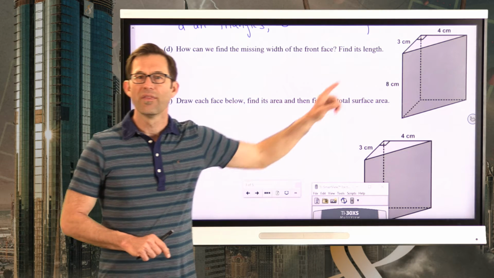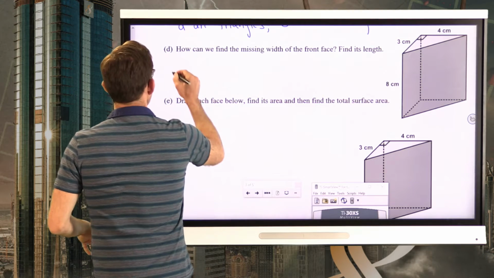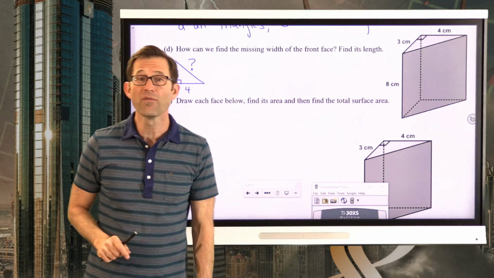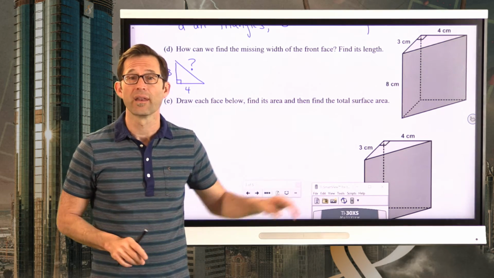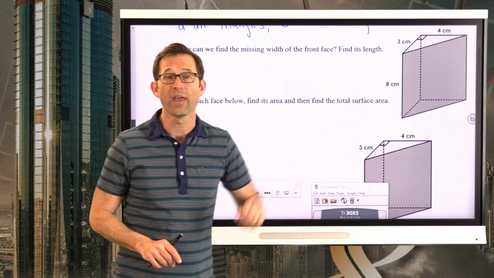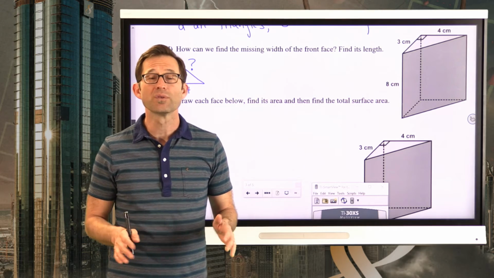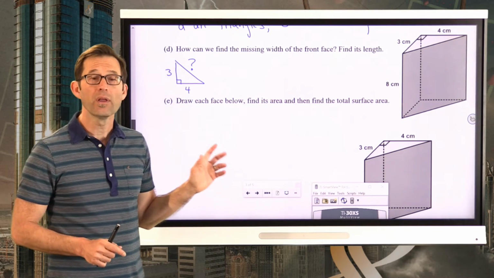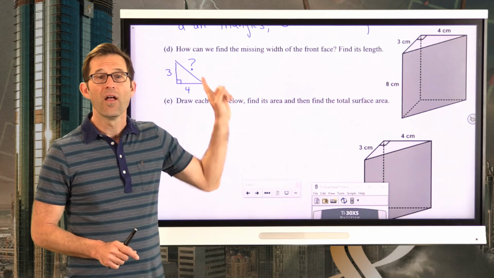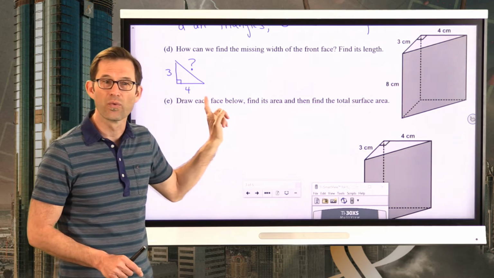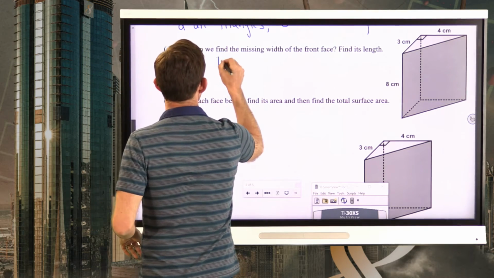Well, let's draw that base one more time. What we've got is this triangle, and what we're missing is that side length, and we need it. We've got to have that or there will be no way of calculating the area of that front shaded face. But this takes us back to the last unit. Our last unit was on the Pythagorean Theorem. And the Pythagorean Theorem will always help us find the length of a missing side of a right triangle if we've got the other 2. So we can find that using the Pythagorean Theorem.